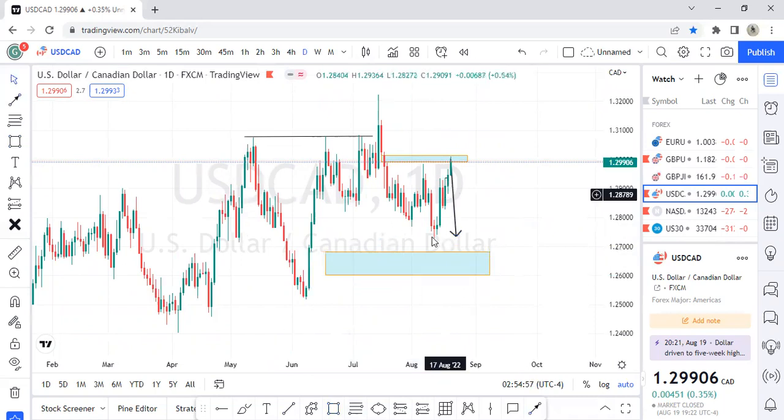So we could take out this low and then go down for that imbalance, right? So that's what I'm expecting on USD card. Still a sell on that. So let's look at the EUG.